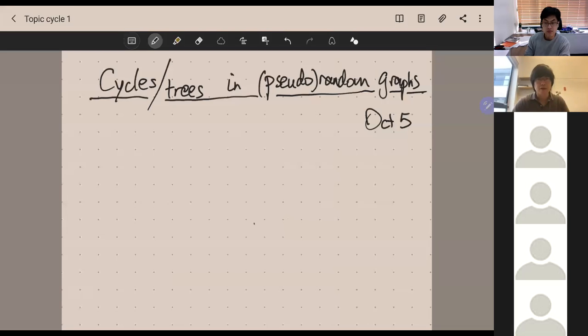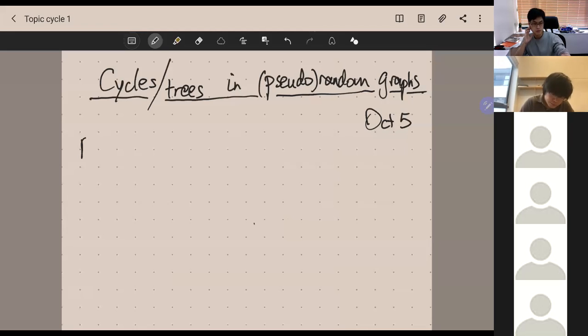Method class, I thought that this topic will fit quite well together with the course. So I will focus on talking about some problems about embedding cycles and trees in some graphs with pseudo-random properties. So just very quickly, maybe remind ourselves what is GMP.